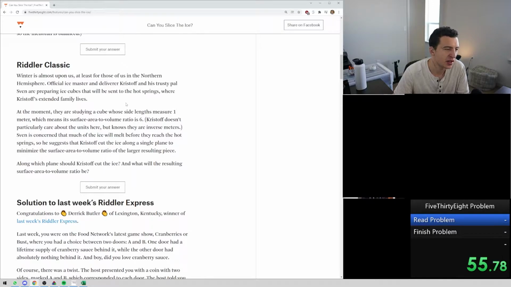Sven is concerned that much ice will melt before they reach the hot springs, so he suggests to Kristoff that they cut along a single plane to minimize the surface area to volume ratio of the larger resulting piece. Along which plane should Kristoff cut the ice, and what will the resulting surface area to volume ratio be? Oh shit. Okay. So this is a tricky one.